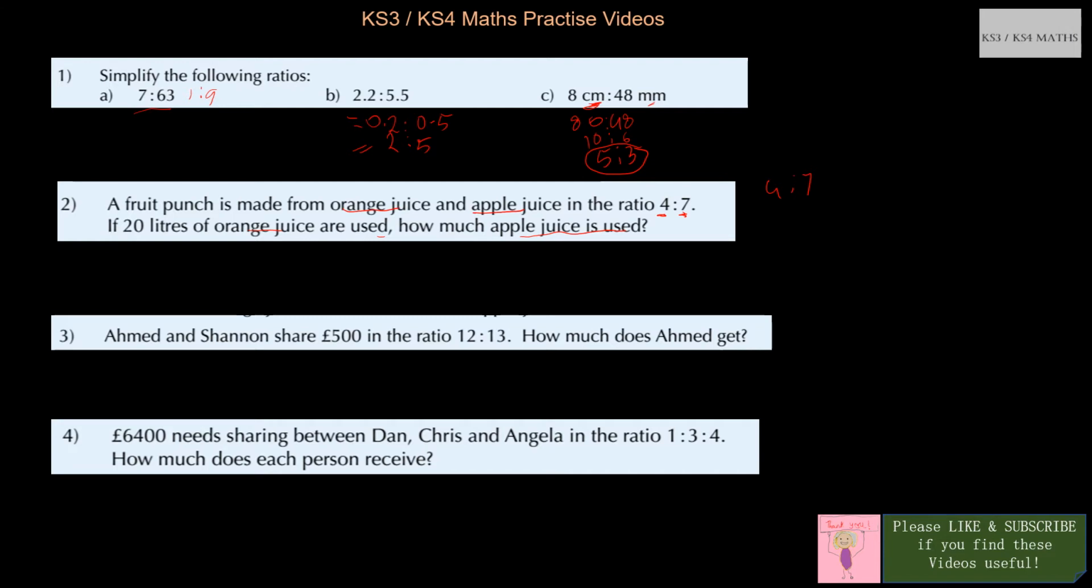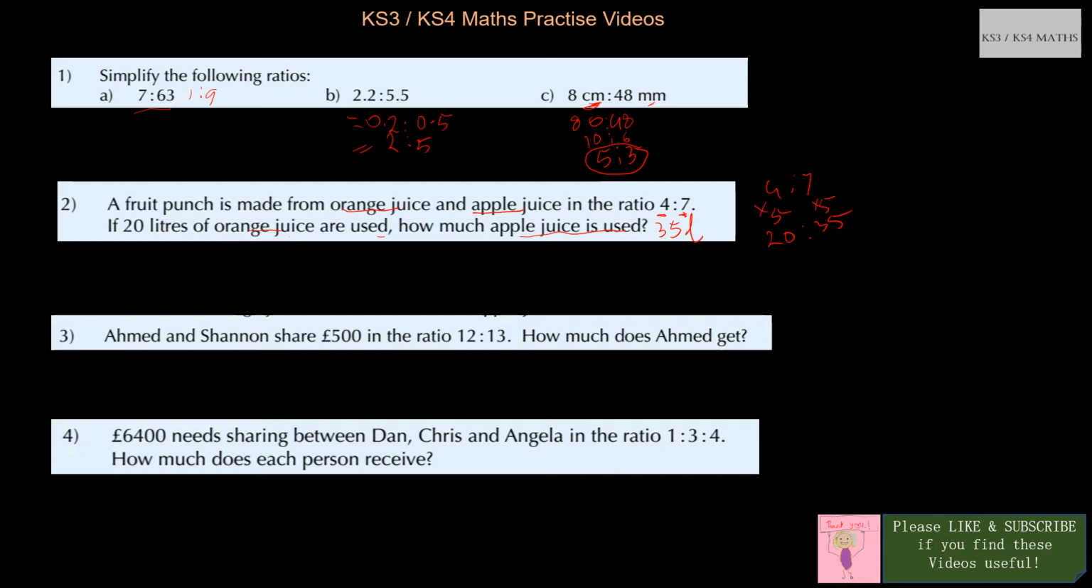So orange is 4, apple is 7. 20 liters of orange juice are used, so you have to multiply both sides by 5, so you would get 20 is to 35. So that means how much apple juice is used? It would be 35 liters.